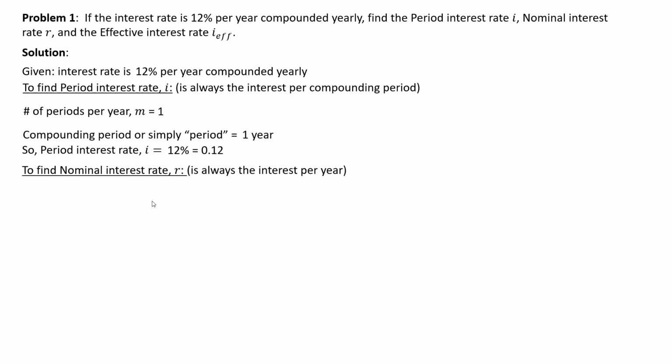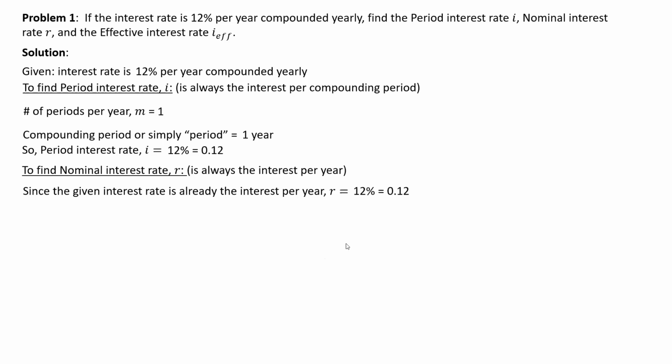But then let's move on to finding the nominal interest rate R. Nominal interest rate is always the interest per year. Unlike the period interest rate, which is the interest per compounding period, nominal interest rate is always stated per year. If it is given, wonderful. If not, go ahead and figure out what the interest rate is per year. Since the given interest rate is already the interest per year, R is simply 12%. Oh, you mean the period interest rate I and R are exactly the same? Yeah, in this case they are.